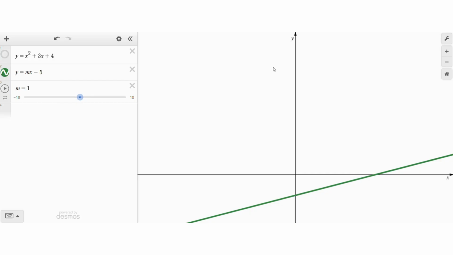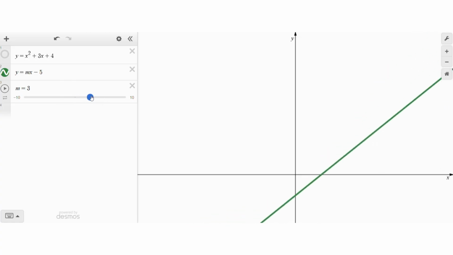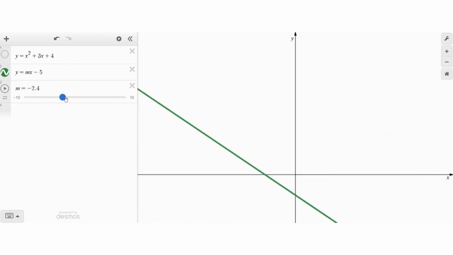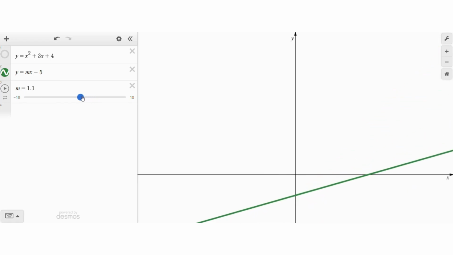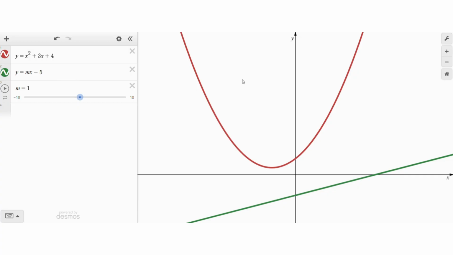Let's have a quick look at this problem in Desmos to see what happens as we manipulate it. Here I've got the graph of y equals mx minus 5, which is a straight line with gradient m. I can change the value of m, and we can see that the gradient changes, but the y-intercept stays the same at minus 5. If I now put in my graph of our quadratic, we see it's up here. Now we're looking for the value of m so that this is a tangent to that graph.